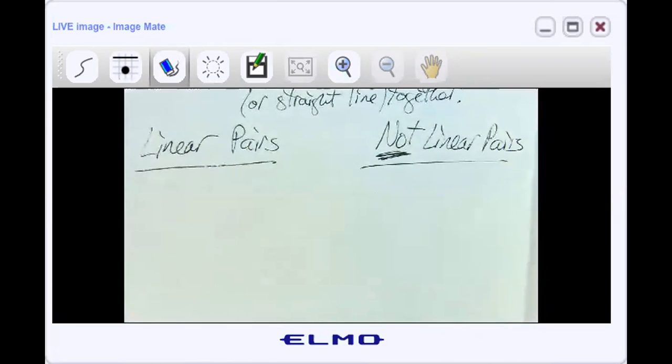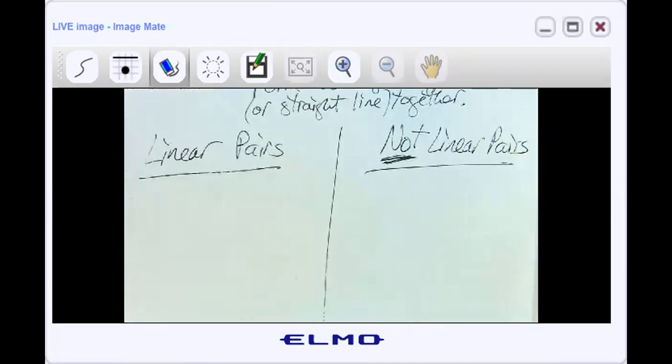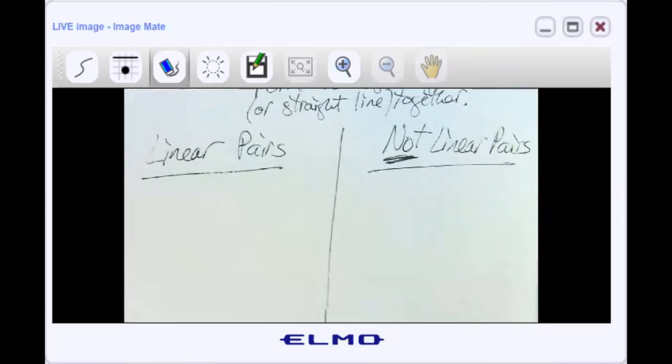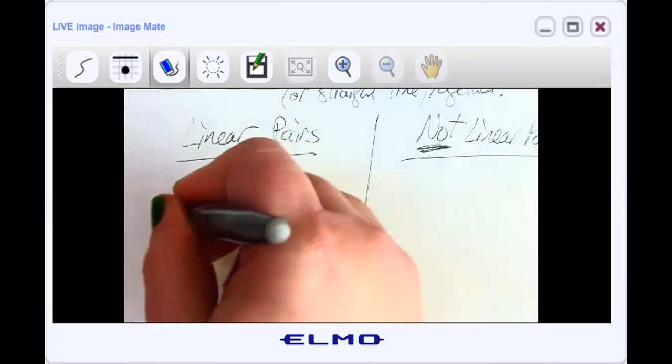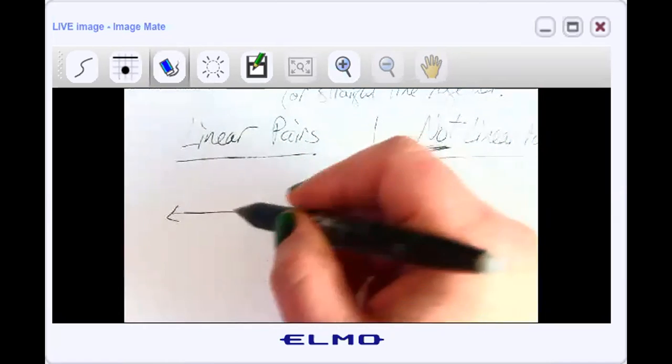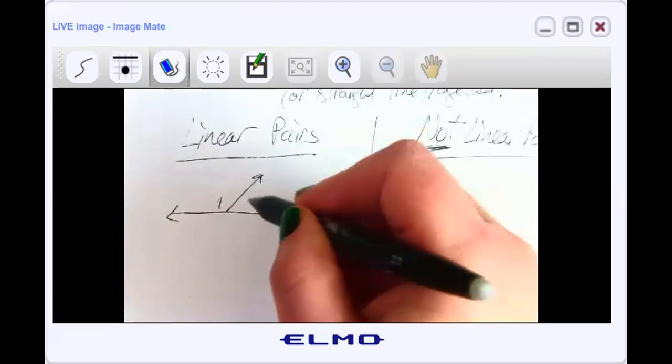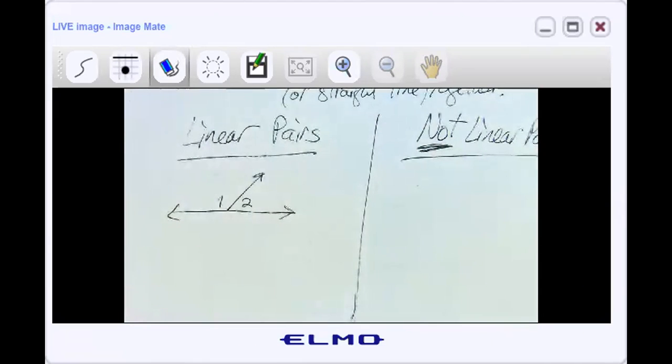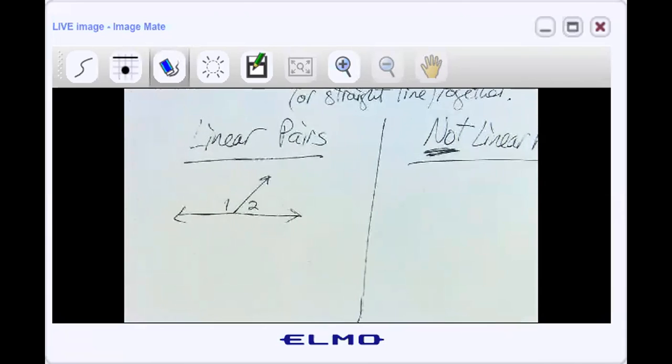Okay, so let's start with the ones that are. I'm going to divide this up so we don't get confused. So very simply, they're going to have a straight line, and then I'm going to have two angles, 1 and 2. See how together they're making that straight line? Perfectly straight.